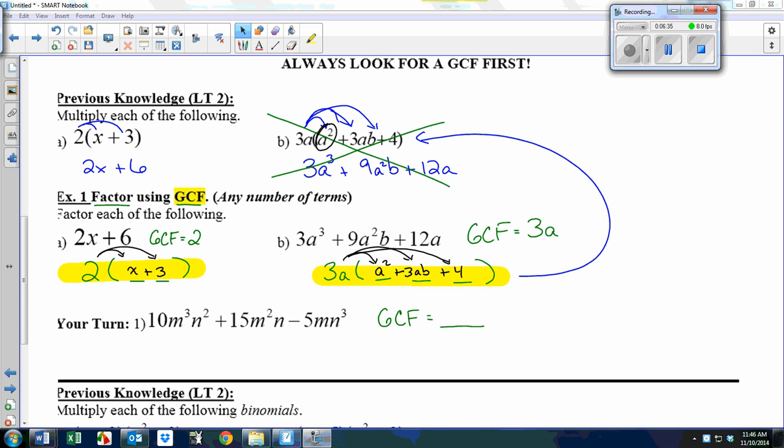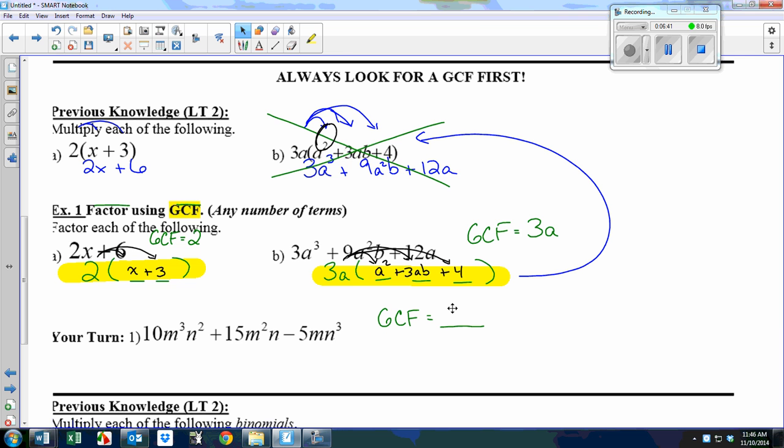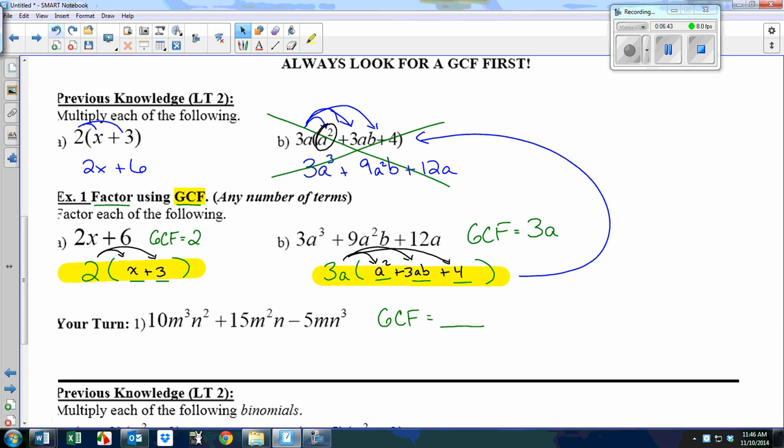All right, so what do they have in common? What was the number that 10, 15, and 5 share? Yeah, 5. They share a 5. All right, m's. There's an m cubed in the first term, m squared in the second, and an m in the third. Do they all share an m? Okay, do they share 2 m's? No, so just 1 m. And then n's, do they all have an n? They all have more than 1 n? All right, so again, they only share 1 n.